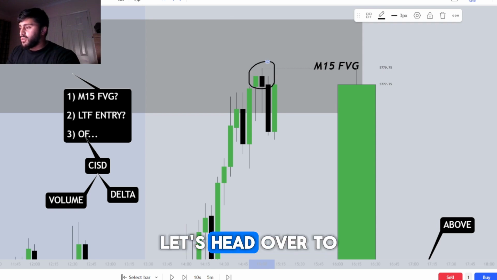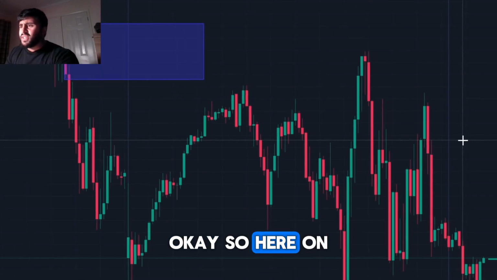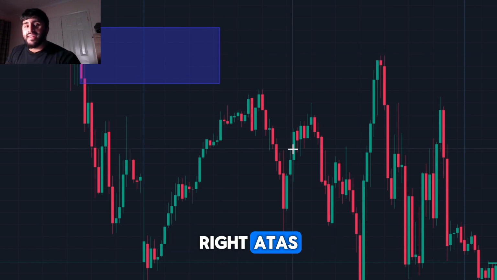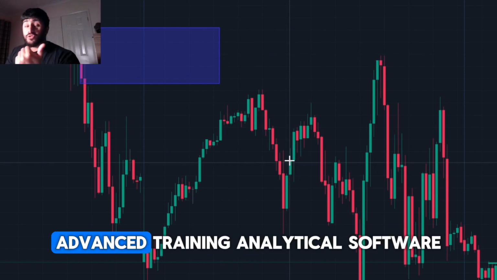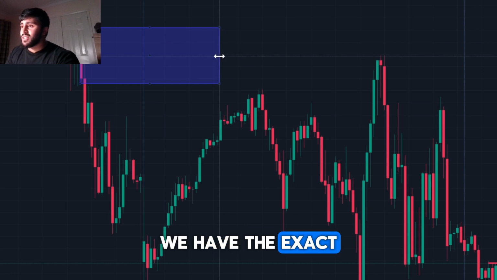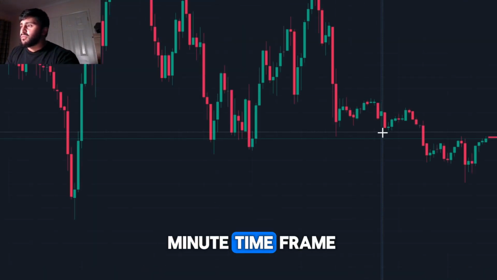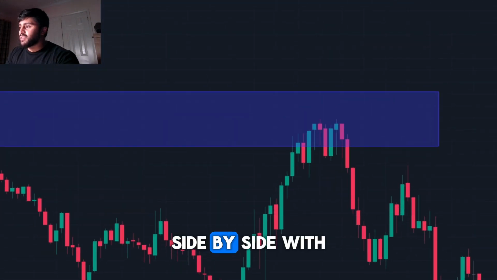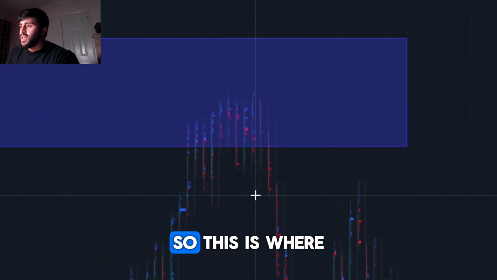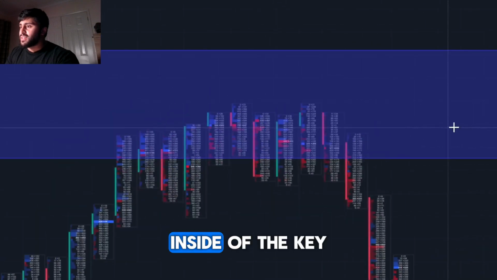So now from here, let's head over to the footprint chart. Okay, so here on the ATAS platform, right? ATAS, this is Advanced Trading Analytical Software. We have the exact same price action over here with the exact same key level. So now when we go on the 5-minute time frame, we're going to be looking at this side by side with the candlestick chart, right? So this is where we're looking at the order flow inside of the key level.